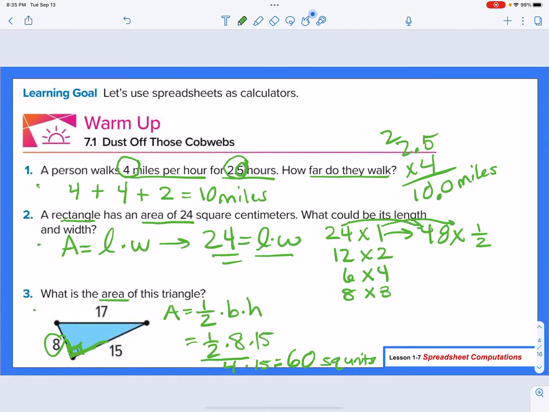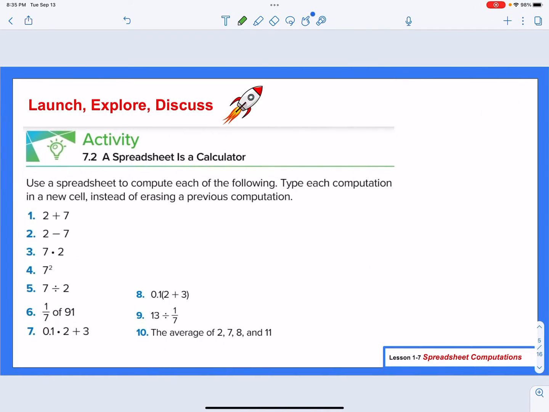All right, so good warm-up. These kinds of questions here are going to tie into your homework later on, so just keep those in mind for when you get to the homework section. Let's take a look at number 1. Activity 7.2 says to use a spreadsheet to compute each of the following. Type each computation in a new cell instead of erasing a previous computation. So we're going to put all of these into a spreadsheet to figure out what the solution is going to be. We're using a spreadsheet as a calculator.